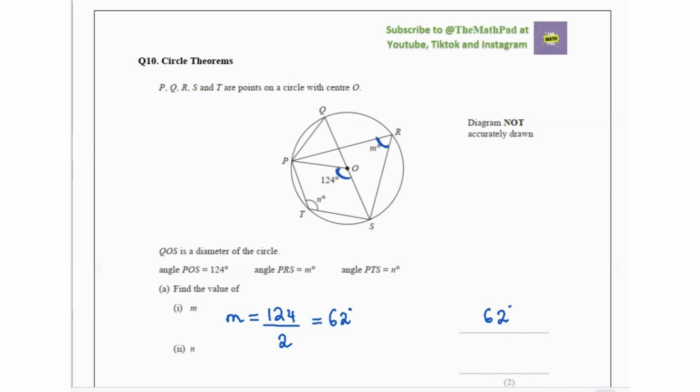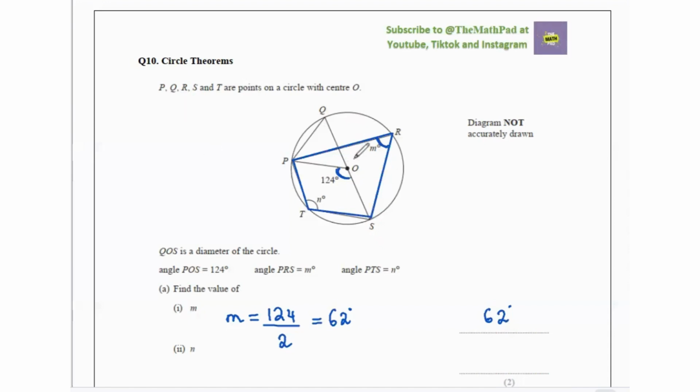Then for n, if you notice, we have a cyclic quadrilateral. In a cyclic quadrilateral, opposite angles add up to 180. And we can recognize a cyclic quadrilateral by the fact that all the vertices of the quadrilateral touch the circumference. None of the vertices are inside the shape. For example, if you look at the quadrilateral OPTS, we can see that the vertex O is in the middle of the circle. It's not touching the circumference, which means it is not a cyclic quadrilateral.